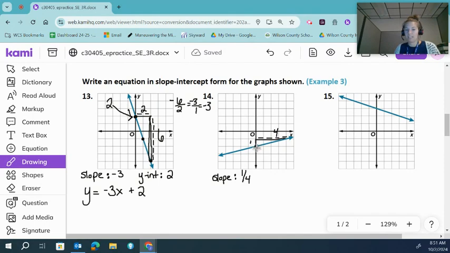My y-intercept is this point right here where the line crosses my y-axis, and that is at negative 2. So my y-intercept is negative 2. And then I can write my equation. Y equals positive 1/4 x minus 2. Okay? And I'll let you try that last one on your own. And that is writing your equation from a graph.